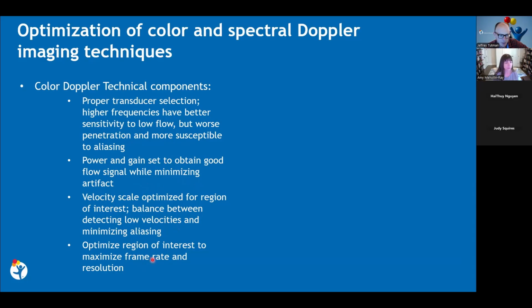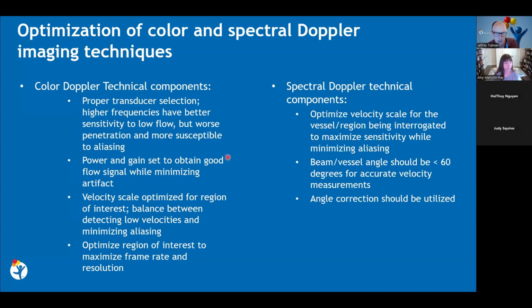Then with the color box, you just want to optimize your region of interest to maximize your frame rate and resolution. As far as the spectral Doppler, again, making sure that velocity scale is optimized for the vessel that you're looking at. We always angle correct, and we always want to make sure that we're following appropriate Doppler techniques for these patients. So the angle should be less than 60 degrees, and we always want to use angle correction whenever we're looking at the renal arteries and veins.